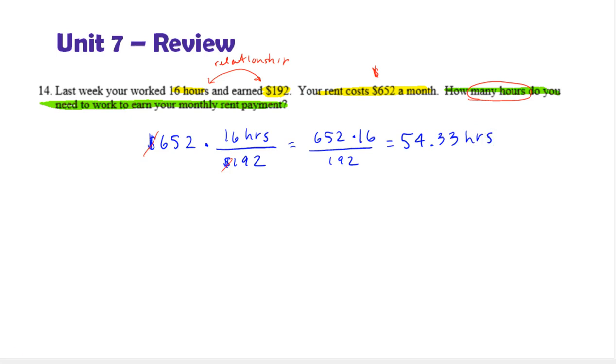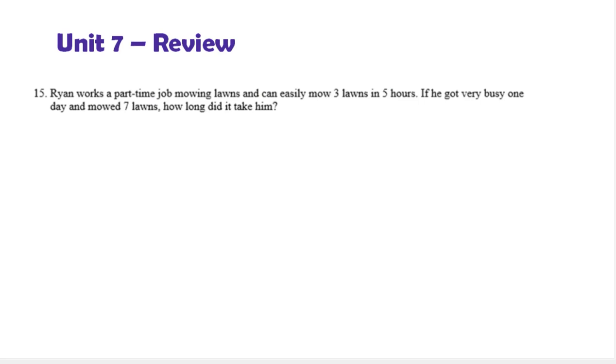Let's look at the next one. Ryan works a part-time job mowing lawns and can easily mow 3 lawns in 5 hours. If he got very busy one day and he mowed 7 lawns, we want to know how long did it take him.